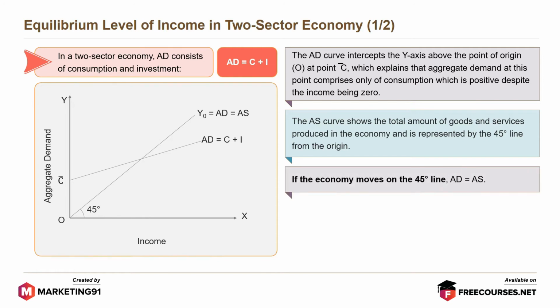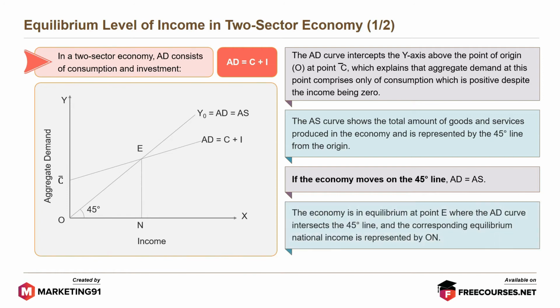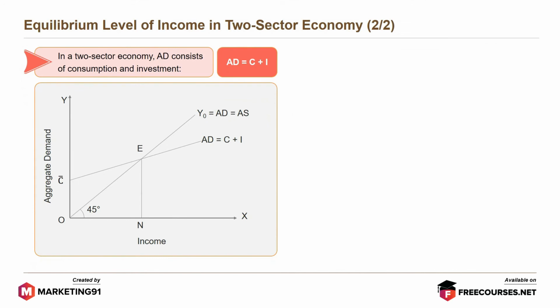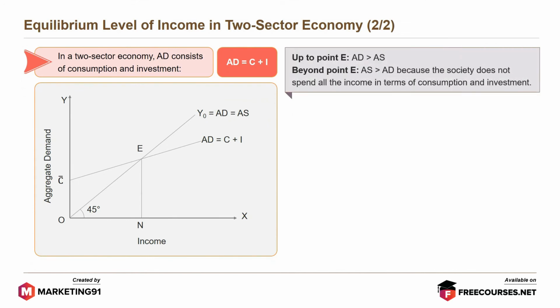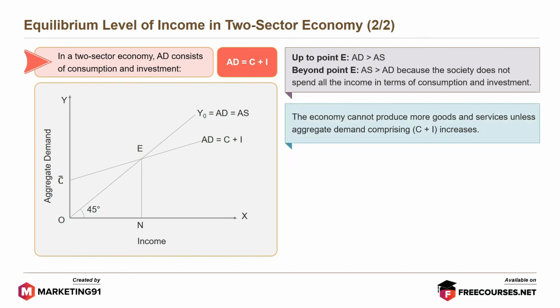If the economy moves on the 45-degree line, AD equals AS. The economy is in equilibrium at point E, where the AD curve intersects the 45-degree line, and the corresponding equilibrium national income is represented by ON. Up to point E, AD is greater than AS. Beyond point E, AS is greater than AD because the society does not spend all the income in terms of consumption and investment. The economy cannot produce more goods and services unless aggregate demand comprising C plus I increases.